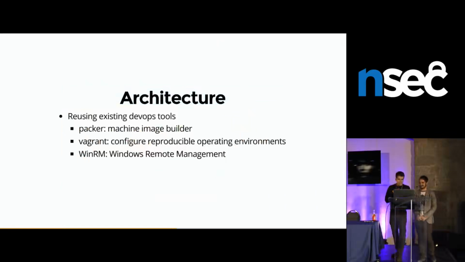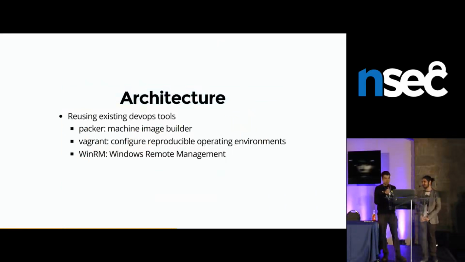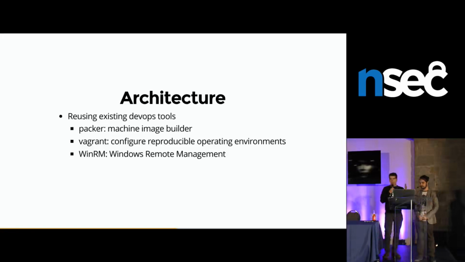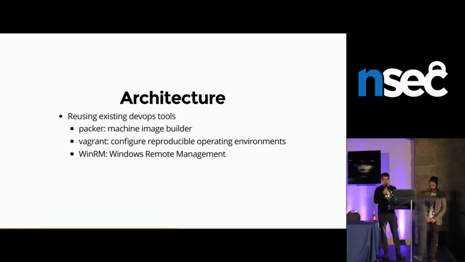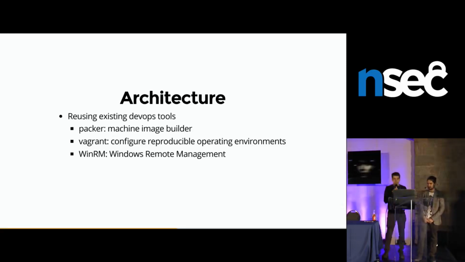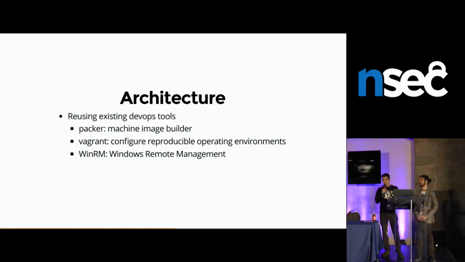All right. So what architecture did we use? Well, we reused existing DevOps tools. The base image builder is Packer, which is HashiCorp open source. It's all open source and free, of course. Then we use Vagrant to do the reproducible operating environments and to manage, if you want, the infrastructure. This is all running on top of VirtualBox. So with the VMs, you have a GUI on your desktop when you spin up the VM, when you build it.